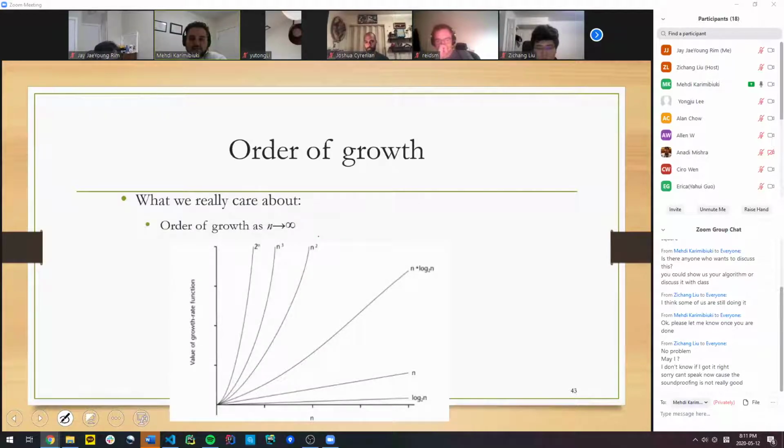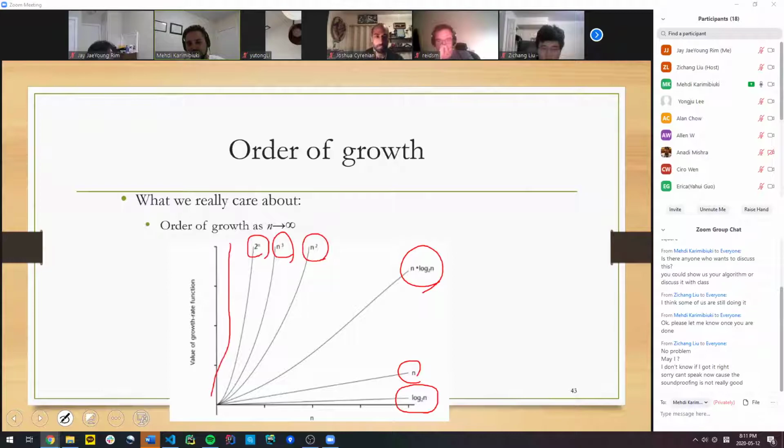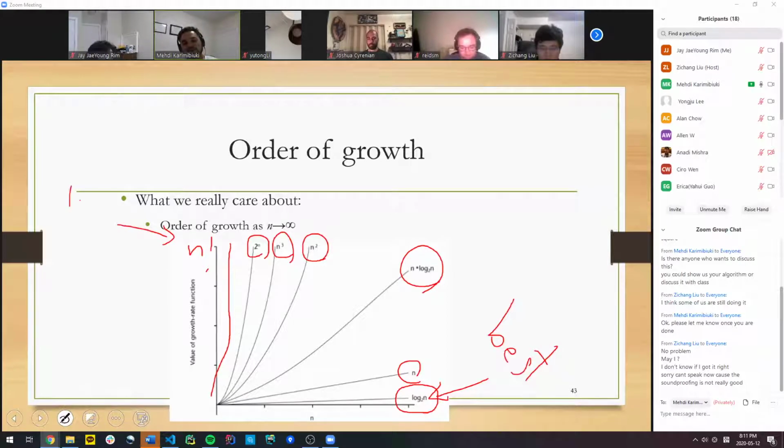So in slide number 43, I'm giving you the entire spectrum. So log n is the best, the slowest in terms of growth. Linear is next, n log n is next, n squared, n cube, exponential, and I believe that n factorial sits somewhere here. So the algorithms whose execution time count is n factorial are the worst. The algorithms that have log n are the best. So this is the best. This is the worst.